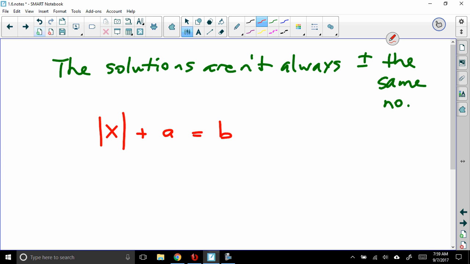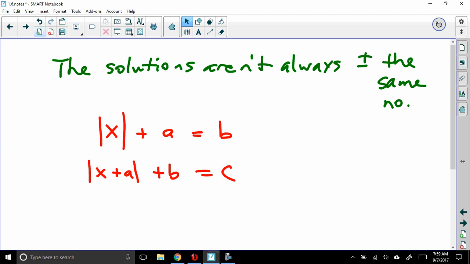But what ends up happening is a lot of times we'll have something like this: the absolute value of x plus a, plus b, equals c. If we have something like that, all of a sudden the answers aren't plus or minus the same thing.